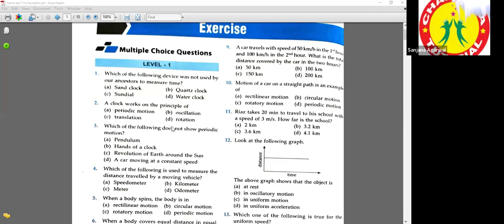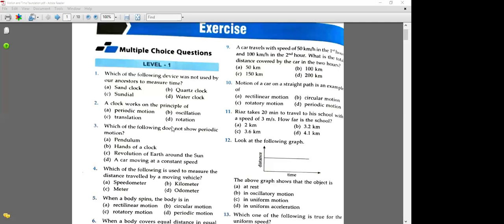Everybody needs to solve the ninth question and share the answer in chat. Solve it now, everyone. A car travels with a speed of 50 km per hour in the first hour and with 100 km per hour in the second hour. Then total distance.